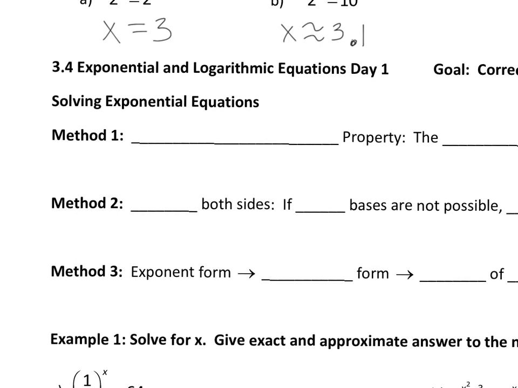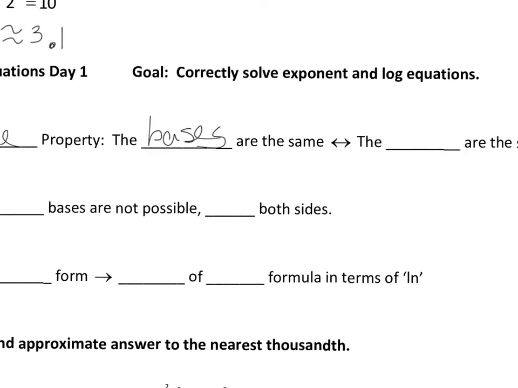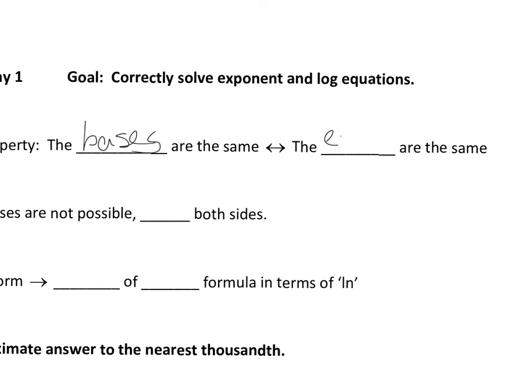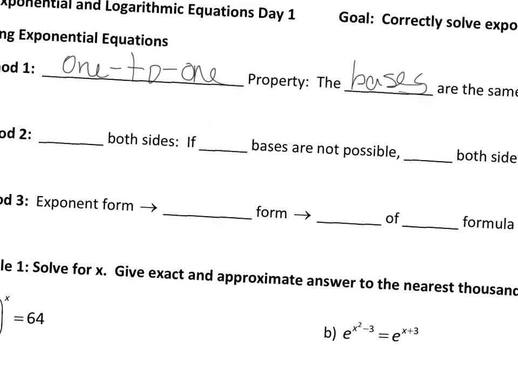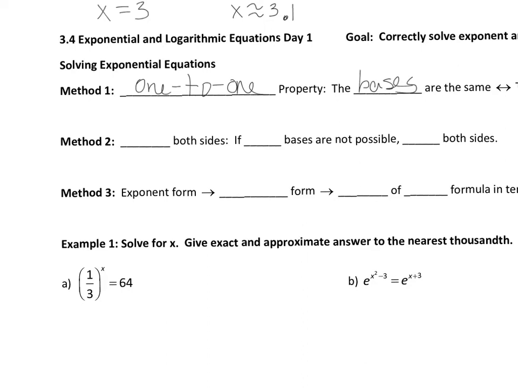So first off, the first method that we said, if you can get like bases, you're simply going to use the one-to-one property that tells us that if the bases are the same, then the exponents are the same. I'm just going to put exp for exponents and vice versa. That's method one. Always look for the one-to-one property. The second is what we're going to call natural log both sides. We know what we do to one side, we do to the other.